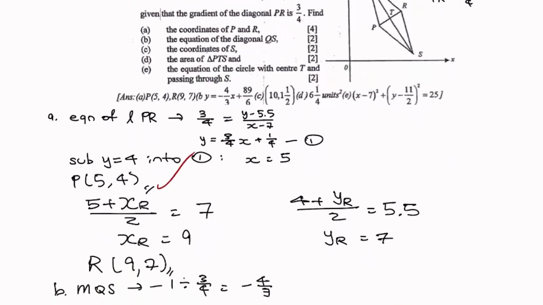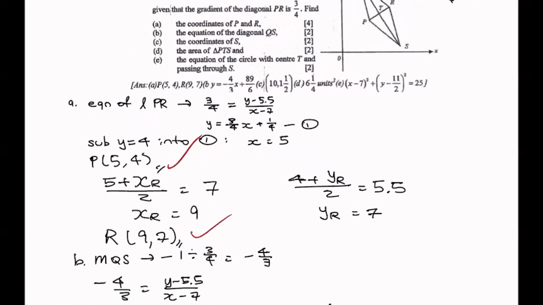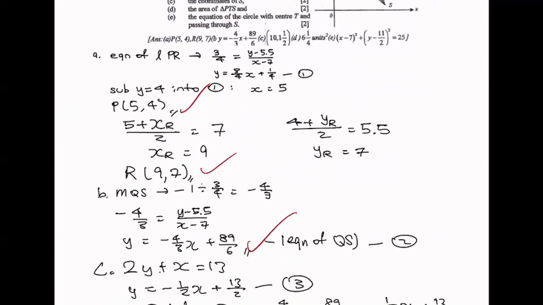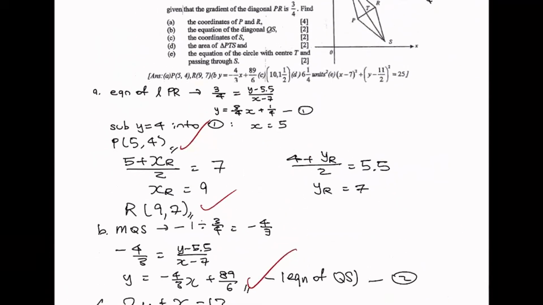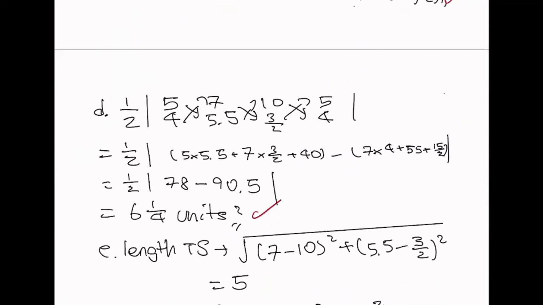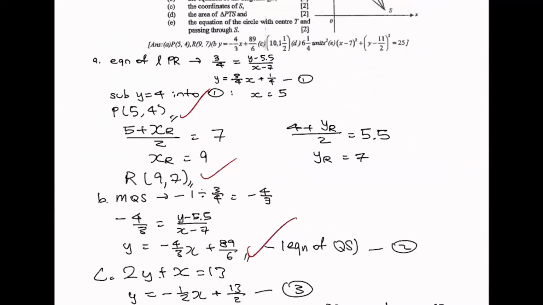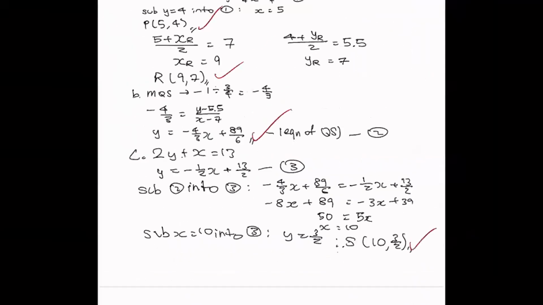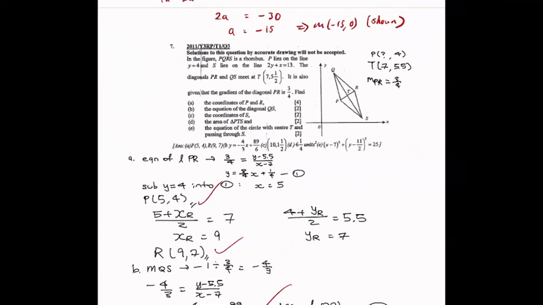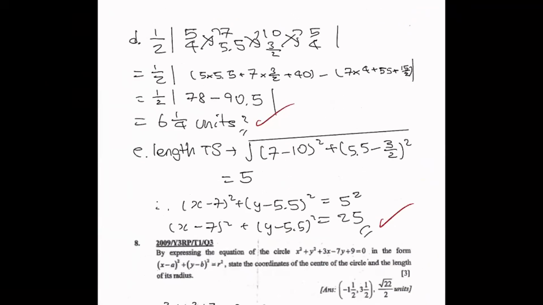Okay. If you get the right answer, I'm just going to mark it right and move on. Yeah, okay. 10 and 3 halves, 6 1/4. Yes. (x minus 7) squared plus (y minus 5.5) squared equals 25. Okay, good.